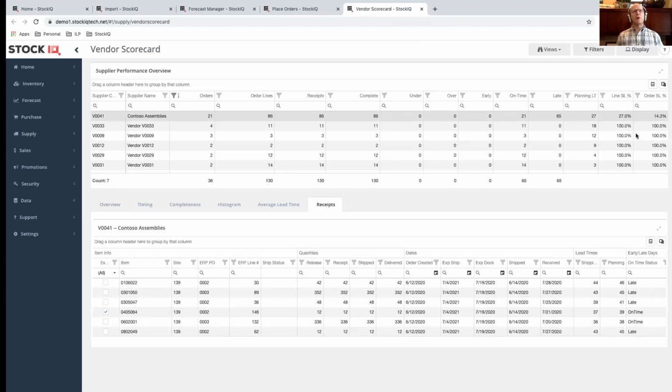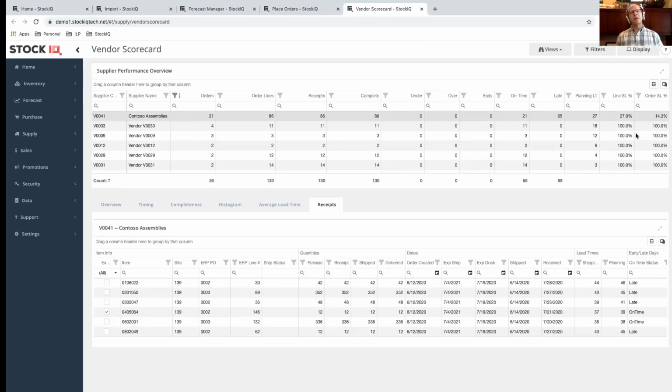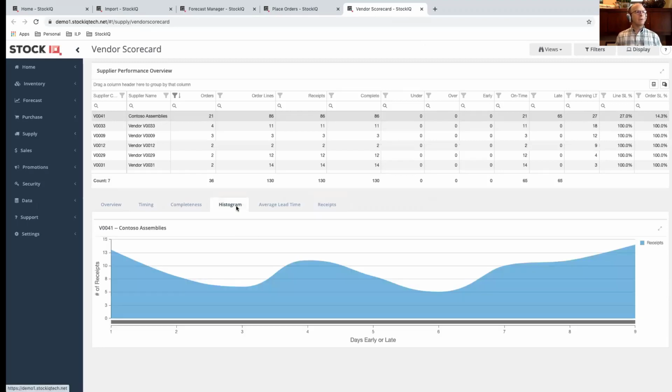These are some wonderful KPIs and statistics that give us an idea, line item by line item, whether they were late, whether they were early, were their quantities in full or complete. And then we're also providing graphs out in here like histograms, what's their average lead time, were they complete. Very nice when we're evaluating a vendor in aggregate.